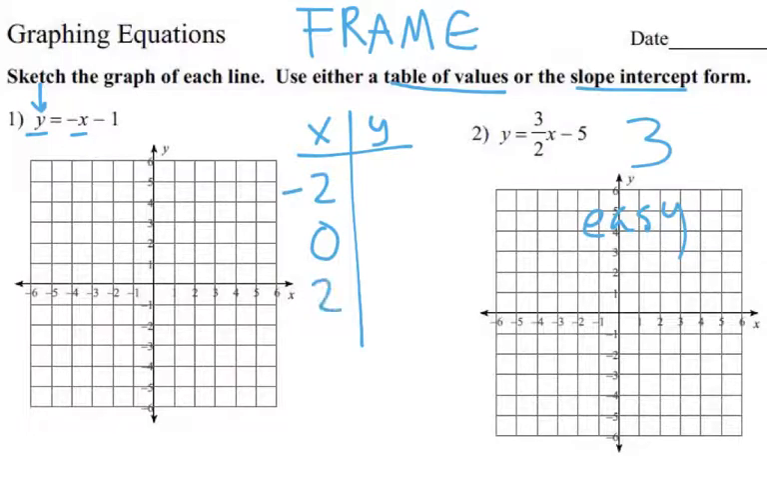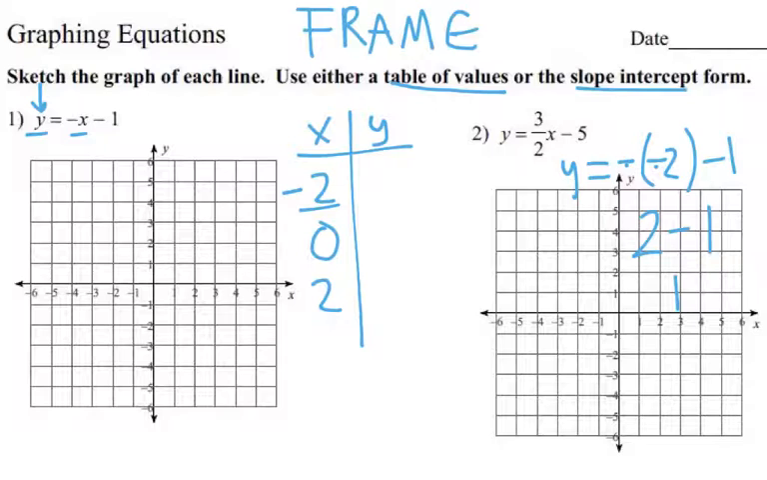Let's use those ones. Then we're going to put them into our equation for x. So I take my equation, y equals negative, but instead of x, I'm going to put my -2. Negative 1. A negative and a negative make it positive. Positive 2 minus 1 is 1. So y equals 1.